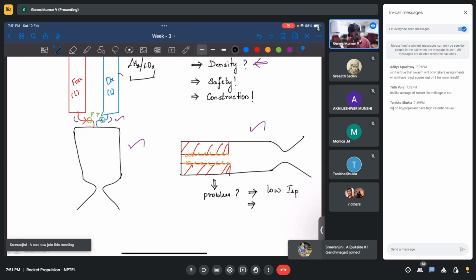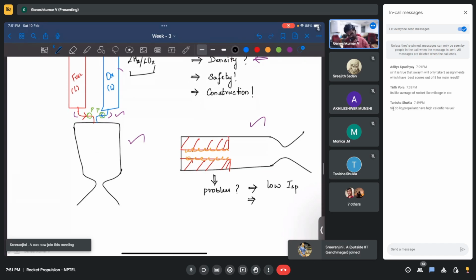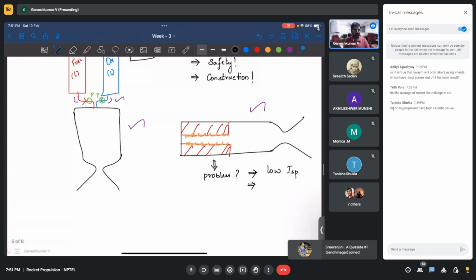Any idea what could be the problem? So one important thing is you don't want the thrust to randomly vary, right? You want to control it. You want to control the thrust. So it's all about precise operation, how you want to do it.